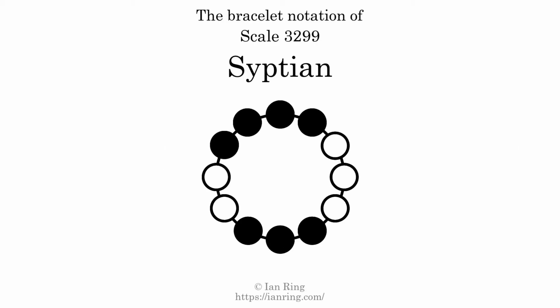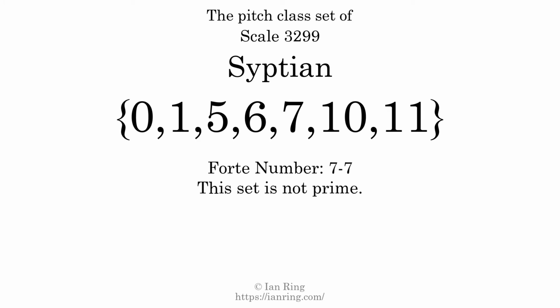This is a bracelet notation diagram of scale 3299. The shaded circles represent tones that appear in the scale, and they are read clockwise, starting at the top. The pitch class set for this scale is 0, 1, 5, 6, 7, 10, 11. The Forte class is 7-7. This set is not prime.